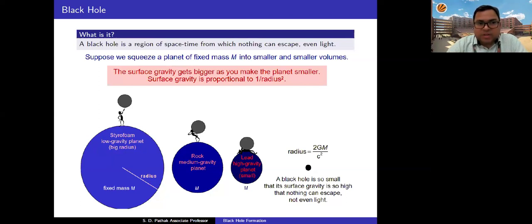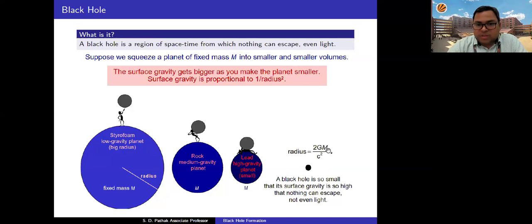So what is this? A black hole is basically a region of space-time from which nothing comes out. Nothing comes out from the region of space-time called the black hole. And you can calculate, for an average star whose mass is equal to the mass of the Sun, what the value of the radius will come out to. It is a straightforward mathematical calculation.